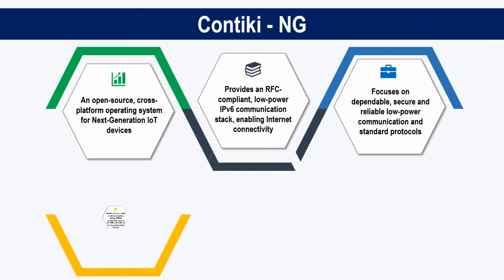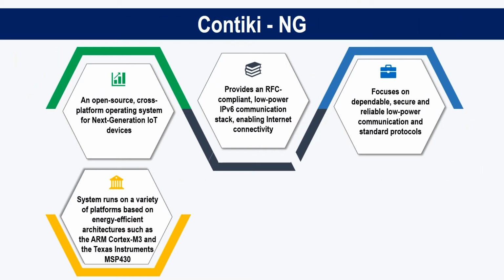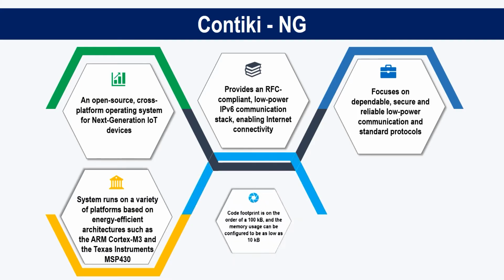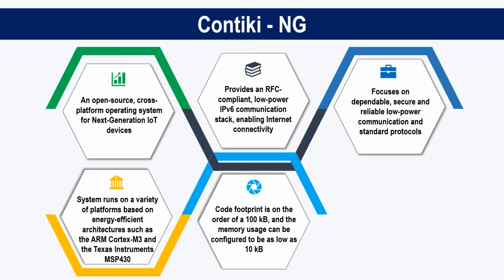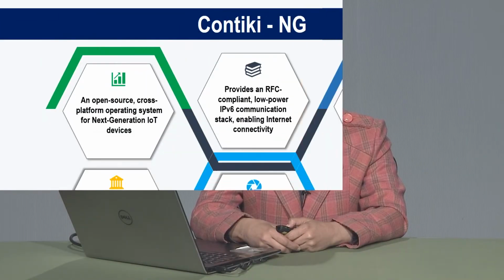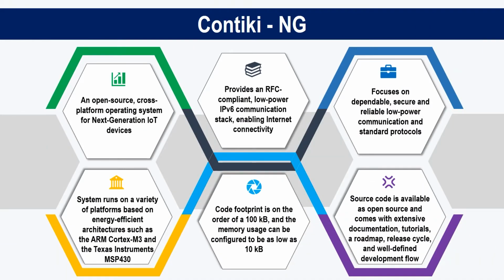The system runs on a variety of platforms based on energy-efficient architectures such as the ARM Cortex-M3 and the Texas Instruments MSP430. The code footprint is of the order of 100 kilobytes and the memory usage can be configured to be as low as 10 kilobytes. The source code of Contiki-NG is available as open source and comes with extensive documentation, tutorials, a roadmap, release cycle, and a well-defined development flow.